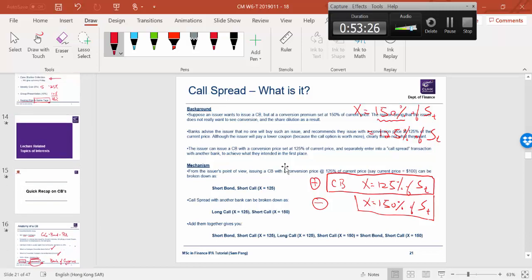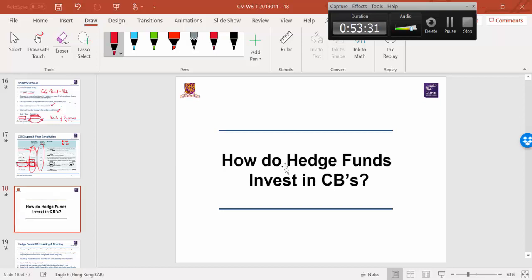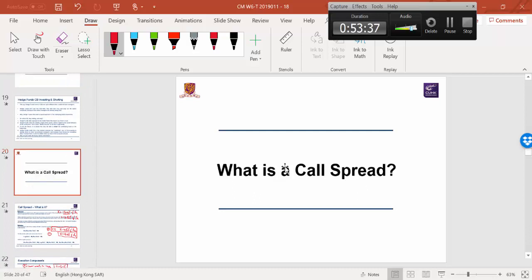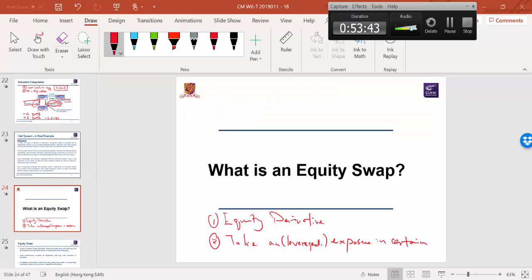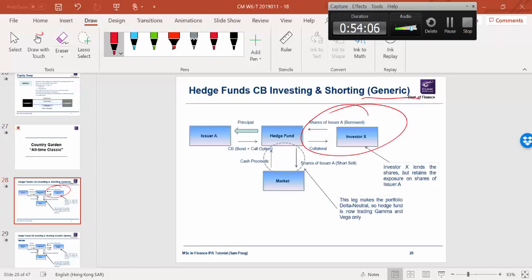Now, I wanted to do a quick recap on the CBs. We have done that. I wanted to share with you how hedge funds actually trade CBs. We've done that. I want to talk about what a call spread is. We've done that too. We've talked about an equity swap and what that means. We discussed the Country Garden transaction, and a lot of people in the market know about this, so it helps. And I think the derivative engineering behind it is very elegant. Unfortunately, they lost money.